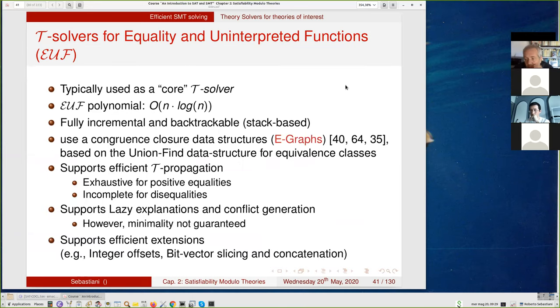Remember what we said about theory solving. A theory solver is not only something which has to tell if a conjunction of literals is satisfiable or unsatisfiable, but it also has other features. The first is being able to identify the conflict set: if the set given is unsatisfiable, you should be able to identify the subset of atoms which gives you the inconsistency.